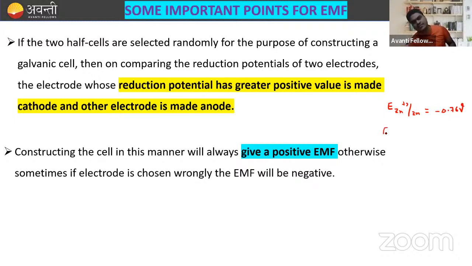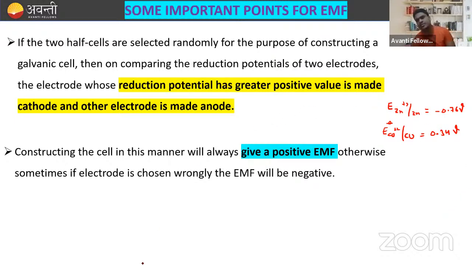Similarly, if we have another electrode of copper, that is Cu2+ to Cu, the value is given as 0.34 volt. Out of this, if someone asks which will act as a cathode and which will act as an anode, then always remember this: the one having the maximum reduction potential value acts as a cathode, so the one with the greater positive reduction potential is made the cathode.